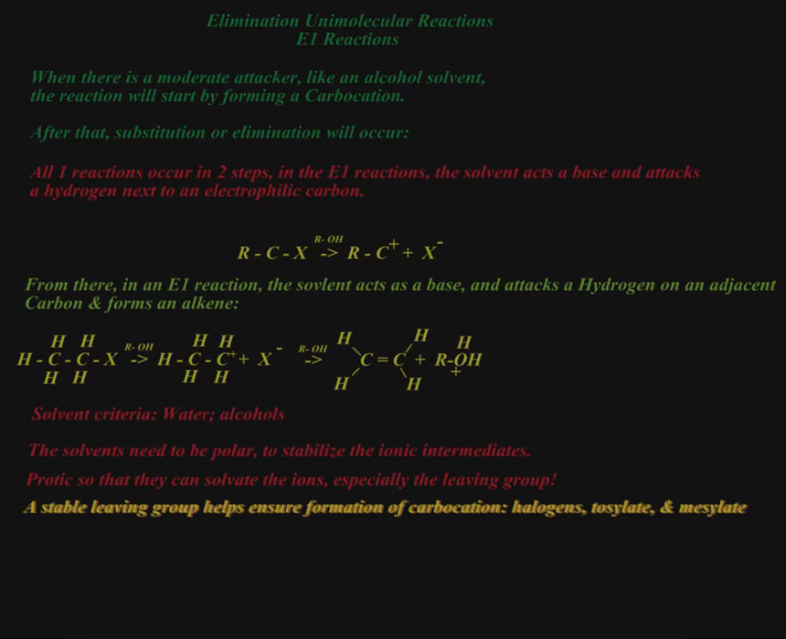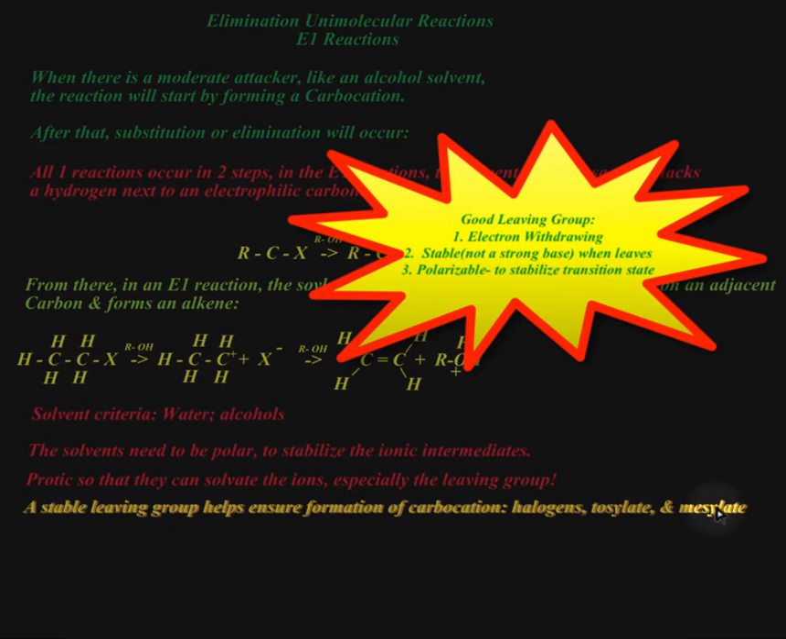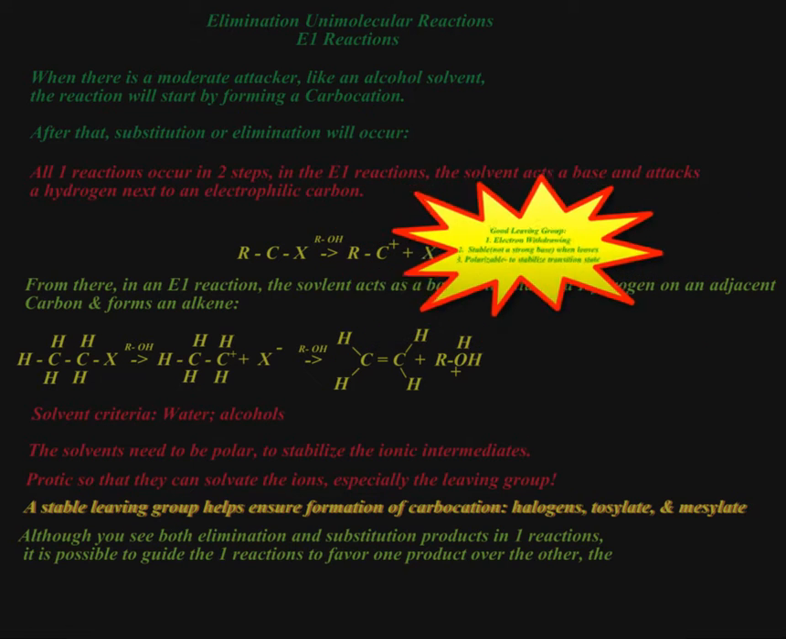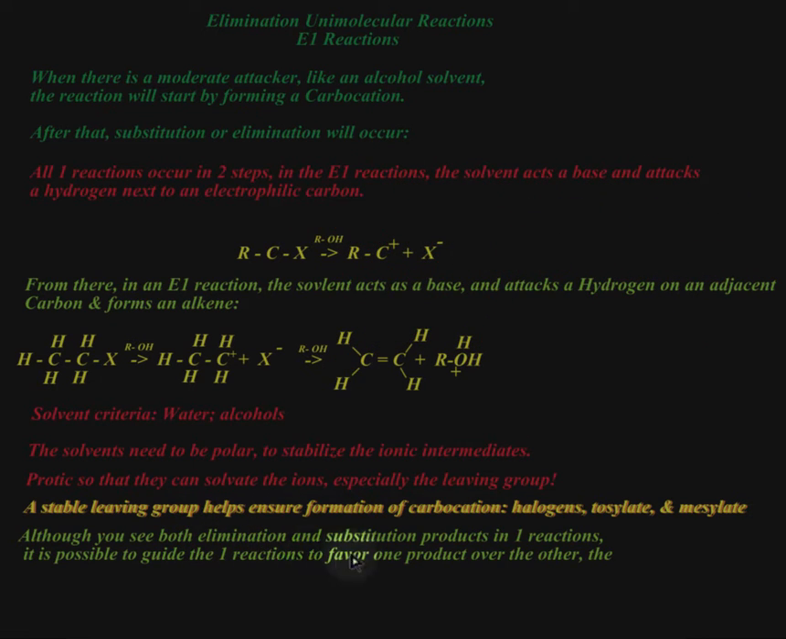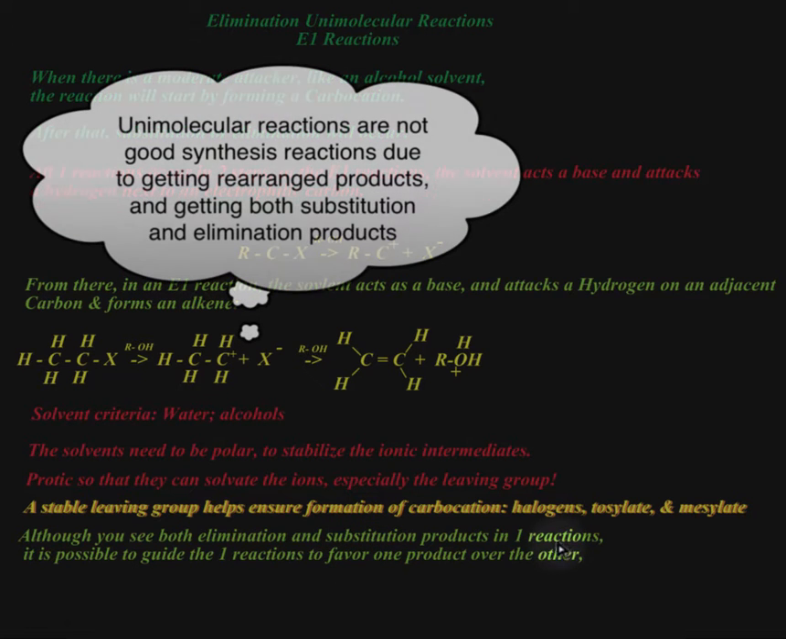Again, a stable leaving group helps ensure formation of a carbocation. Good leaving groups are halogens, tosylates, and mesylates, a bunch of oxygens and bonds. You can look up their structures if you want to. You do see elimination and substitution and rearranged products, so it's bad for synthesis reactions typically. Although you see both elimination and substitution products and even rearranged products in SN1 and E1 reactions, remember that's the reason they're not good synthesis reactions. It is possible to guide them to favor either substitution or elimination.